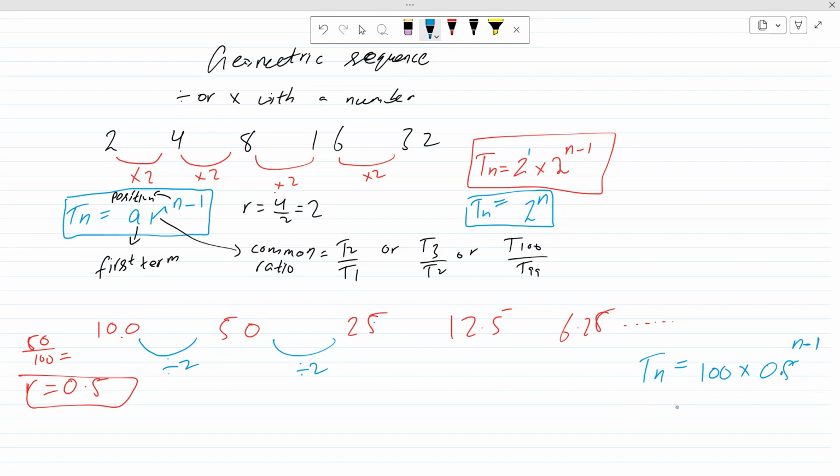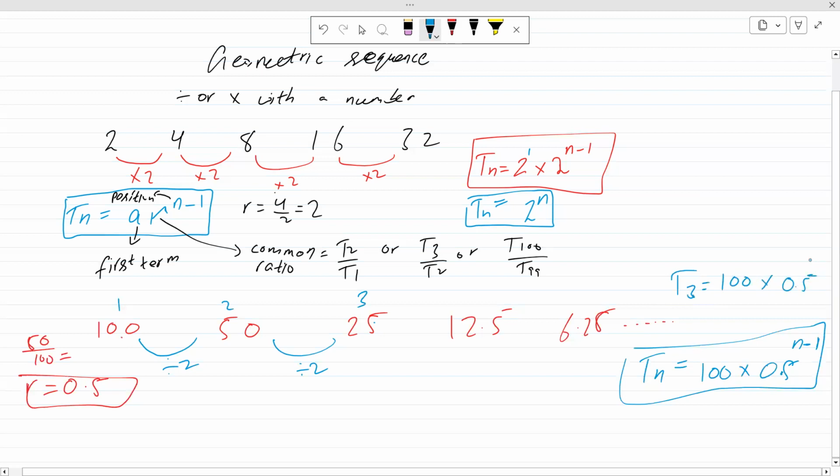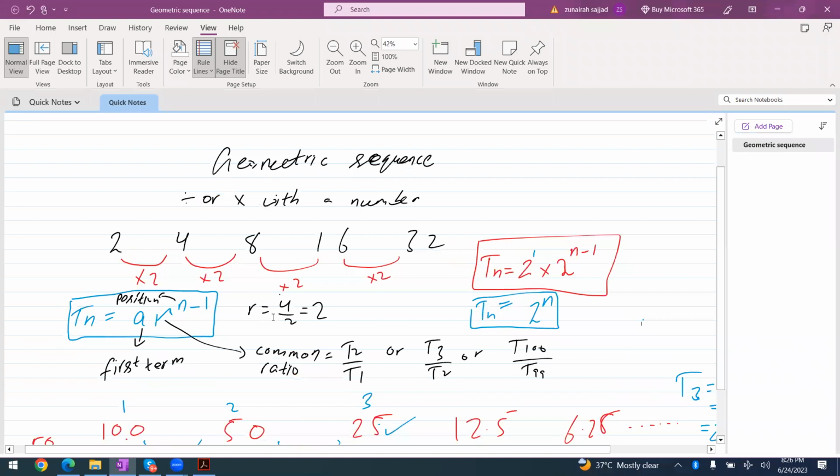All right. If you want to use it, let's find the term, for example, the third term here. T3 is 100 times 0.5 raised to 3 minus 1, okay? 100 times 0.5 squared, which is 25, the same as the term. Okay, I hope no problem here. A R raised to power n minus 1.